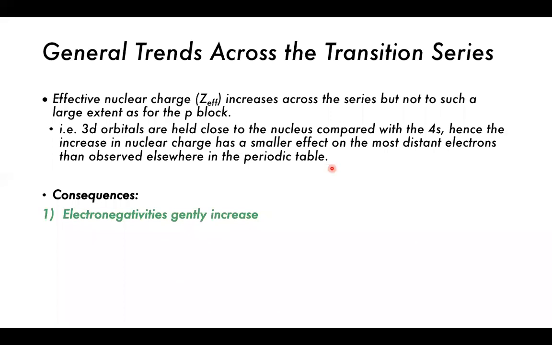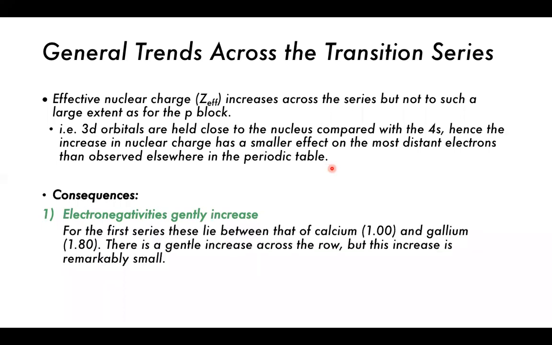So what happens is that electronegativities gently increase as we go across. There's not a big jump, it doesn't increase rapidly across the series. These lie between that of calcium and gallium, and this increase is remarkably small.